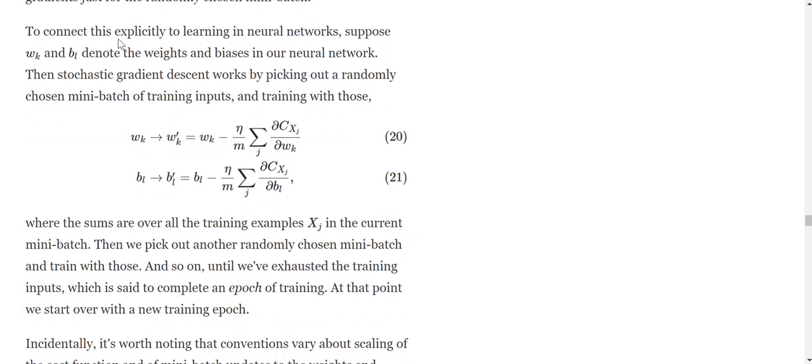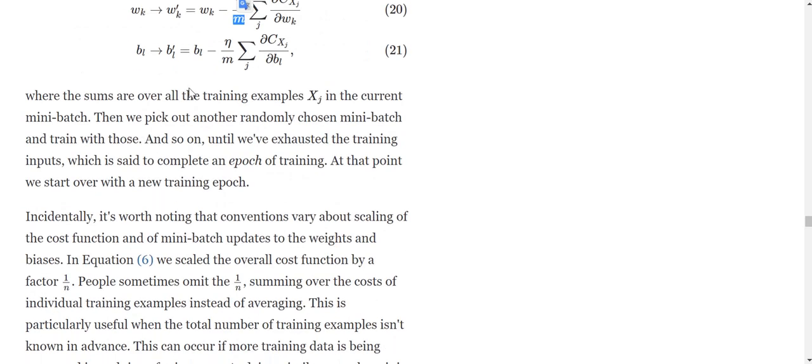And now again the same stuff. We connect this explicitly to learning in neural networks. Suppose Wk and Bl denote the weights and biases in a neural network. Then stochastic gradient descent works by picking out a randomly chosen mini batch of training inputs and then training with those. So you can see that you are doing the same updating, but now you're not going to average over everything, you are going to average only over the mini batch of m, where the sum is over all the training examples Xj in the current mini batch.